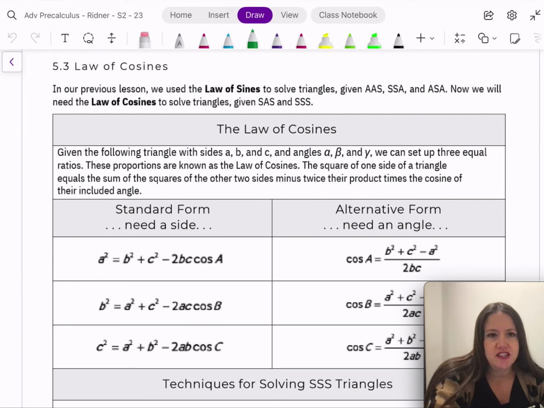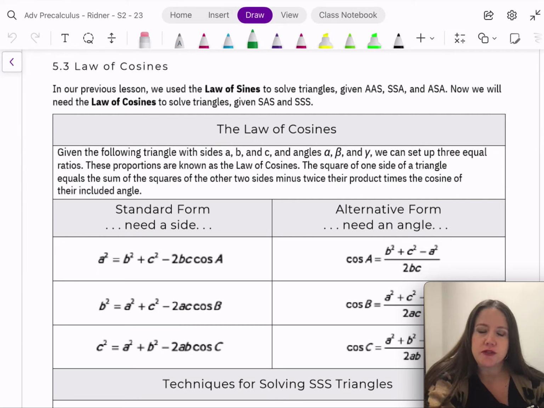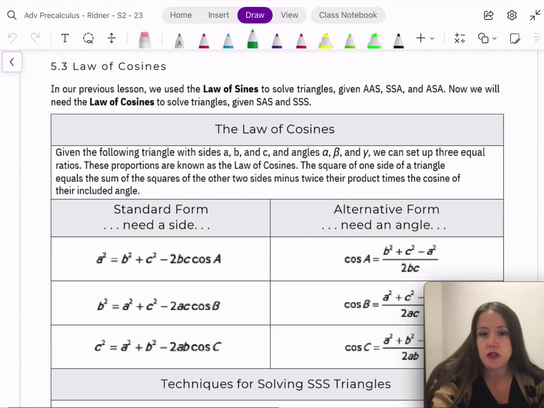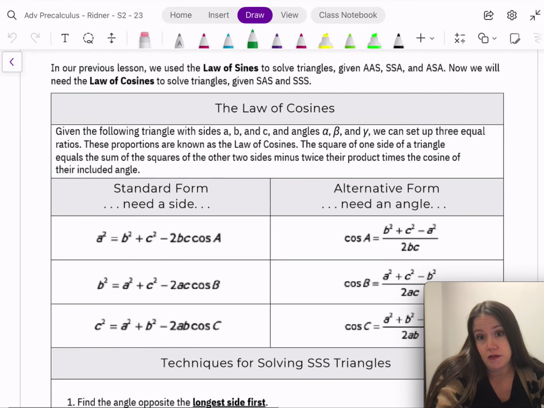We have exhausted law of sines and all the rules that go with it, so we're moving on to law of cosines. Law of cosines is the same idea, it's just we're not given the same information, and so we use a different formula that involves cosine, hence law of cosines.